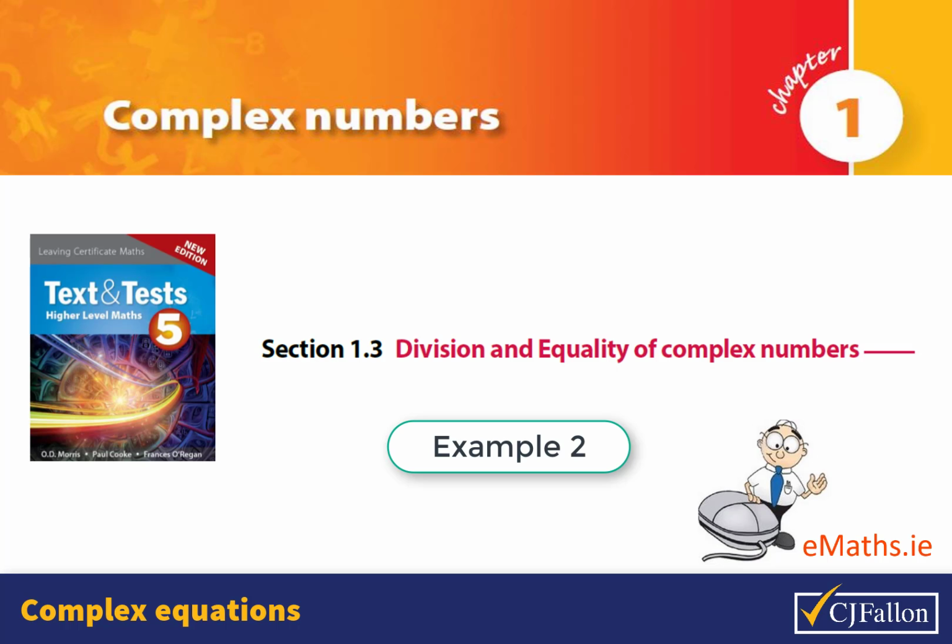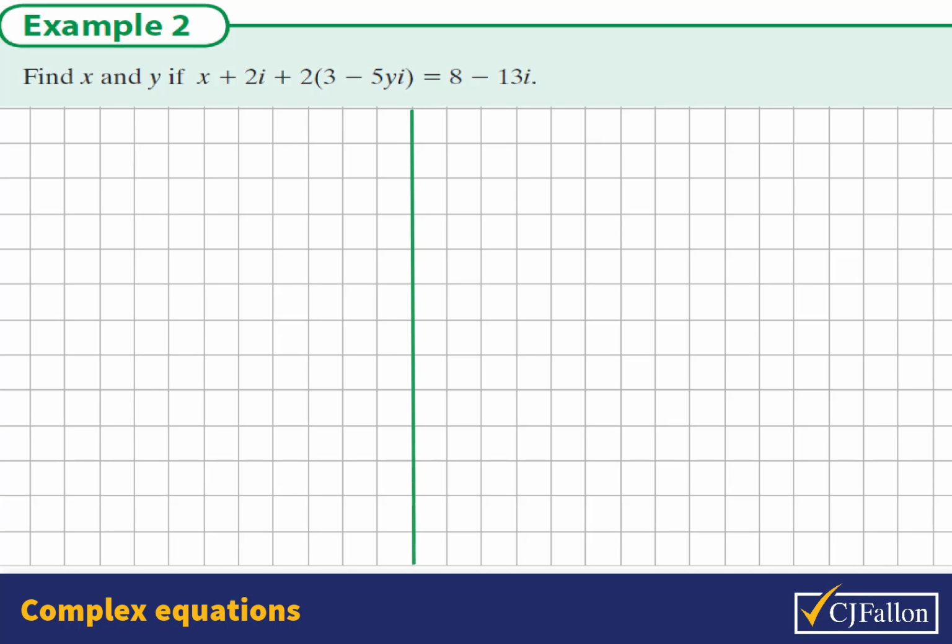Here we have an example of a complex number equation. We're asked to find x and y given the following equation. The left-hand side of the equation needs to be expanded first. It has 2 times 3 minus 5yi within it. So we might expand, and if we can, simplify the left-hand side first.